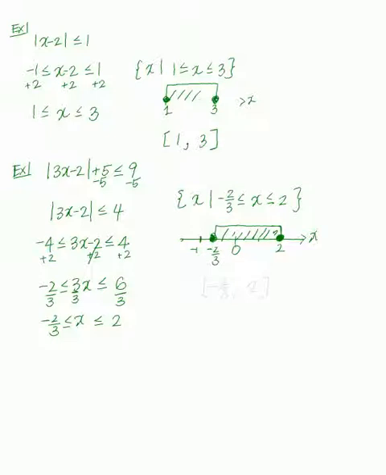And finally, our last notation is going to be closed bracket, negative 2/3 up to 2, and we are including closed brackets for both because we are including endpoints.